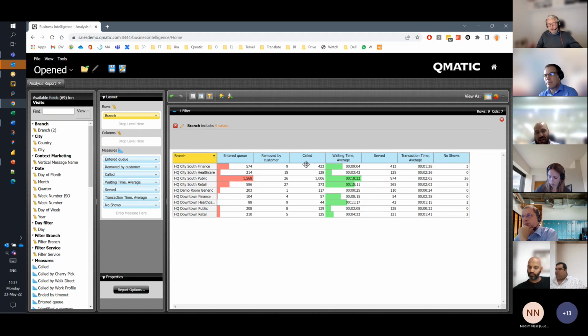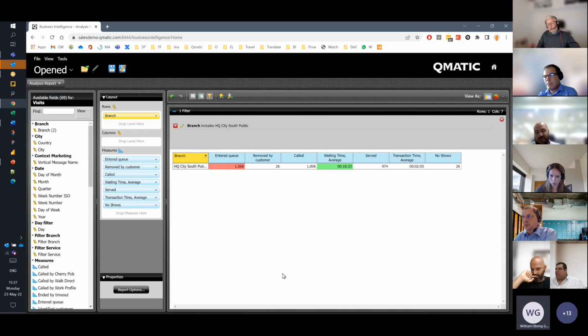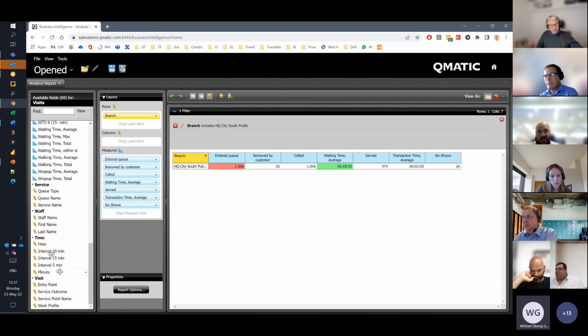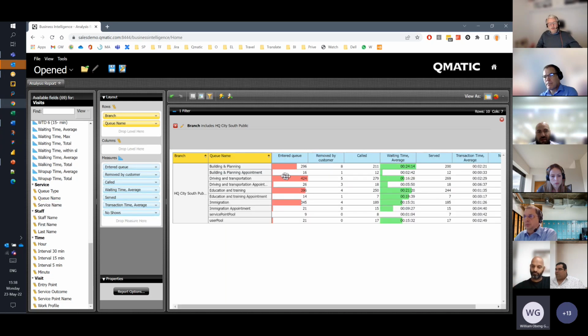It's quite easy to continue with this. What if I want to know more about this City South Public? Then I would go here. Was it City South Public? I think so. Now I only have this branch on my screen. But I could ask the question, does this differ per queue? Well, we have queues also here, so I can put in queues. And I can see that for driving and transportation I have more than for education and training, and I have a little bit less for building and planning, etc. And there are not so many appointments for building and planning. That's the kind of thing I can see here. Make sense?